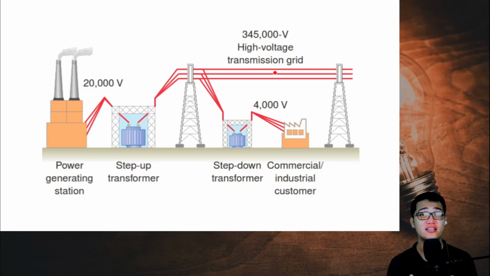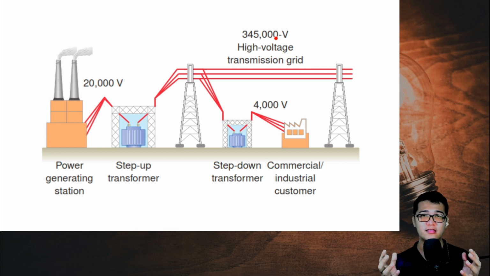Now, shown here is the transformation of voltages from the generating station to the transmission systems to the distribution systems. As you can see here, at the generating station, okay, we have 20,000 volts of electricity. And this is fed to a step-up transformer, which basically increases our voltage. We can see here that from our generating station's 20,000 volts, it became 345,000 volts. Okay? So, this voltage is now very large.